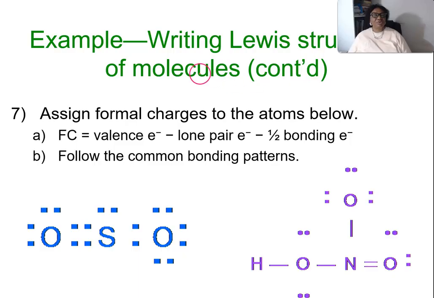So we are still continuing writing Lewis structure and trying to see how to find the formal charge. Assign formal charges to the atom below. Formal charge is valence electron minus non-pair of electron, or we call it non-bonding electrons, minus half the bonding electron. We have to follow the common bonding patterns. So we can calculate for the different oxygens. So that's the formal charge. This is what we calculated. Then let's say that for this. So this is 0, this is 0, this hydrogen is 0, oxygen is 0, this nitrogen is +1, this oxygen is 0, and this oxygen is -1. So the total formal charge is 0.